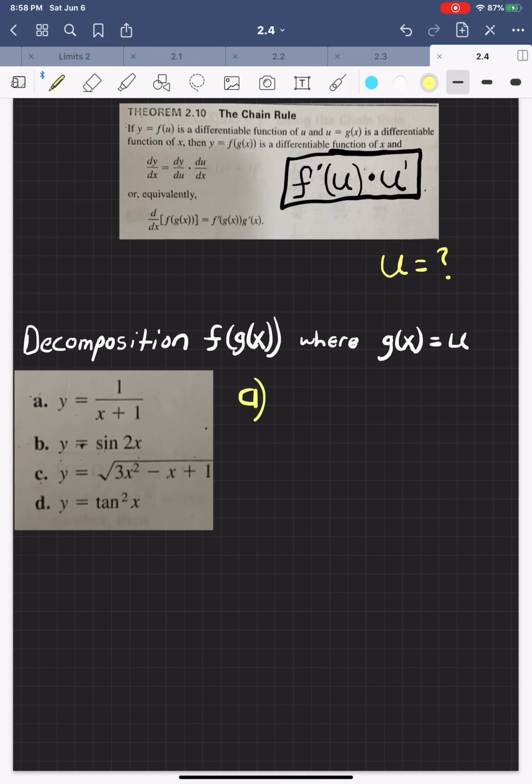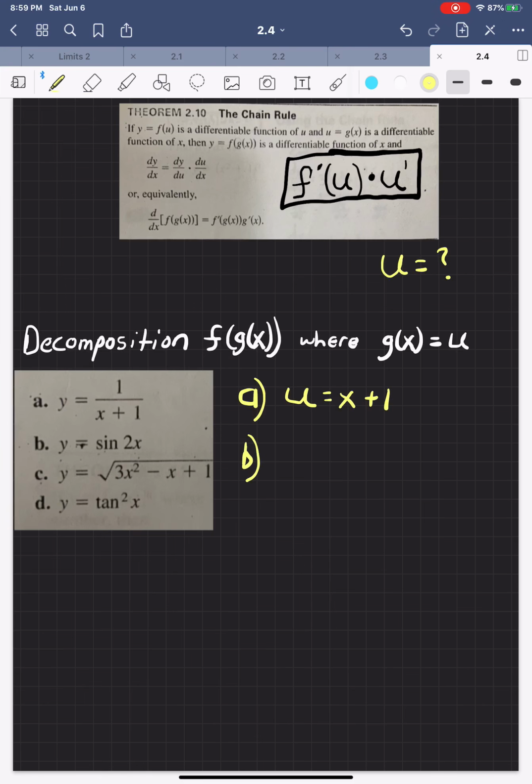So if you want to use the chain rule here, you would want to allow u to equal x plus 1. Okay? So if you allow u to be x plus 1, then f of u would be 1 over u. Here's another equation where you would need to use a chain rule if you want the derivative.